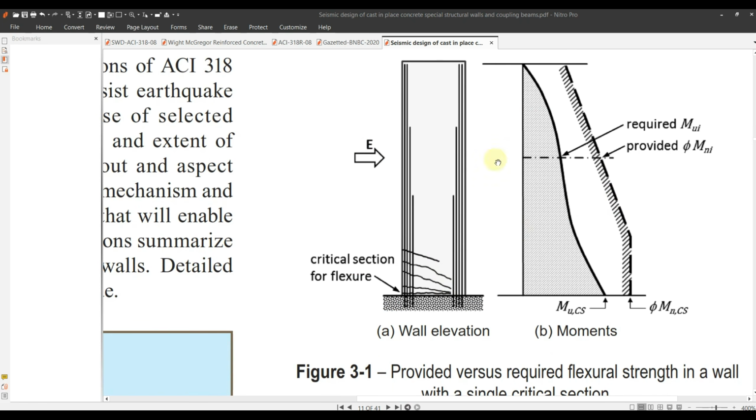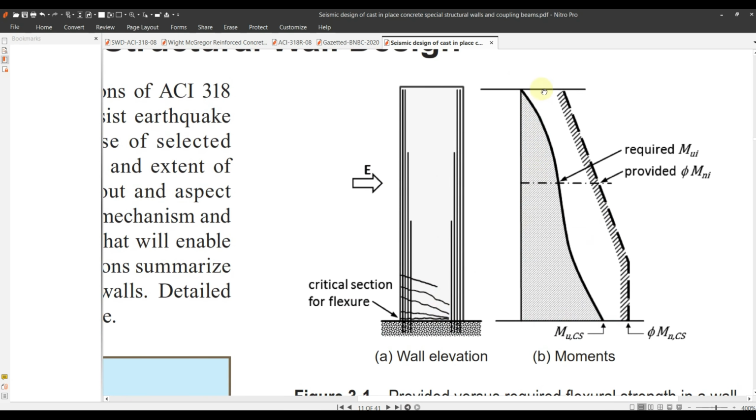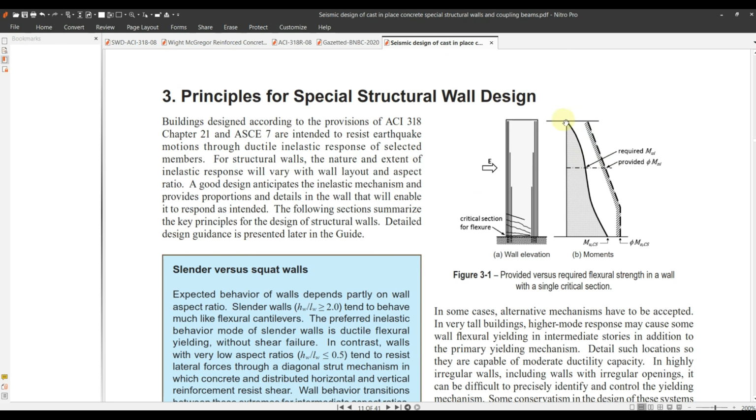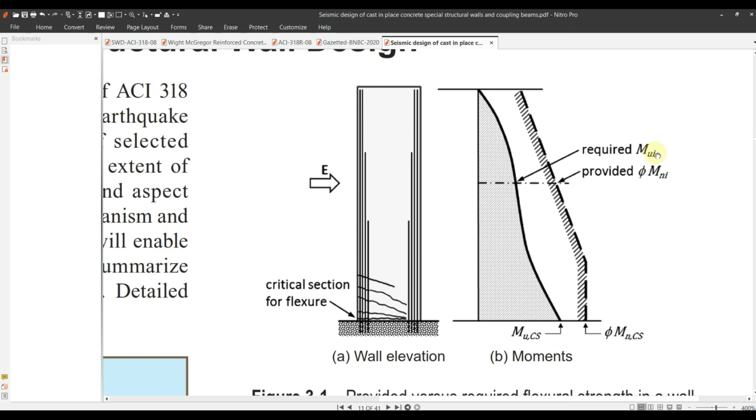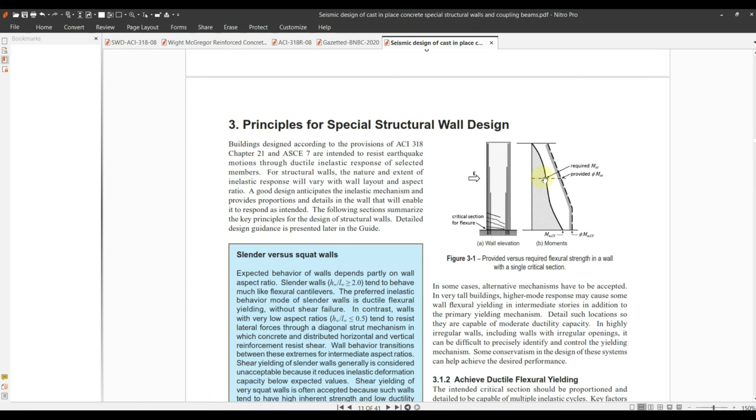Your maximum bending moment develops at the bottom. However, the bending diagram is not always like this. The bending diagram goes on at first like this, then becomes like this. This thick line is the required bending moment, the applied bending moment in your model, and this dashed line is the provided bending capacity.